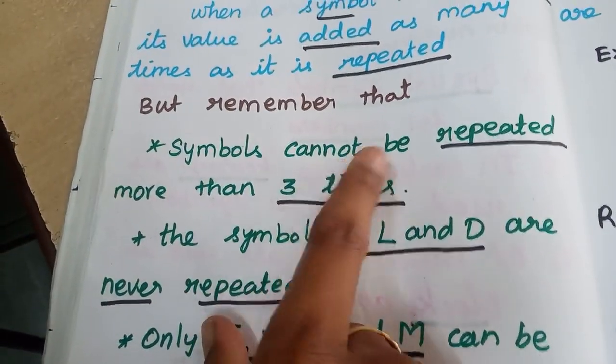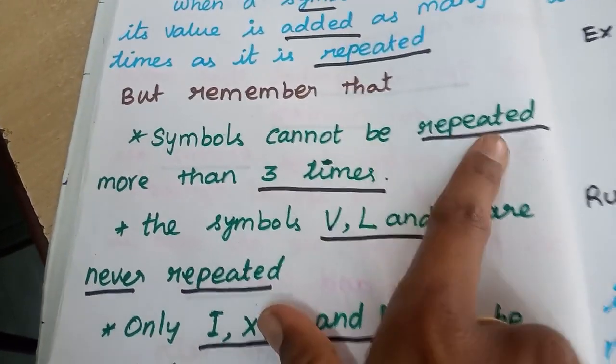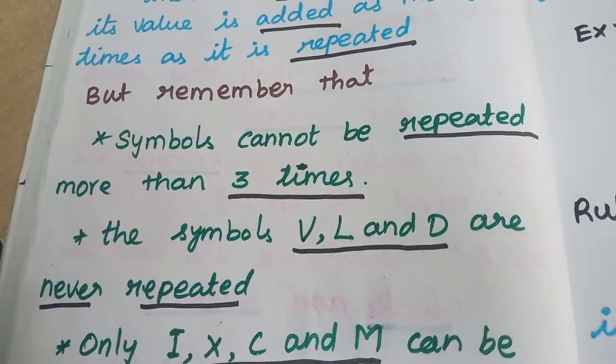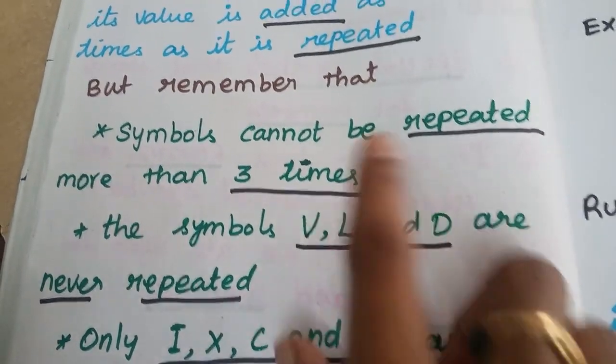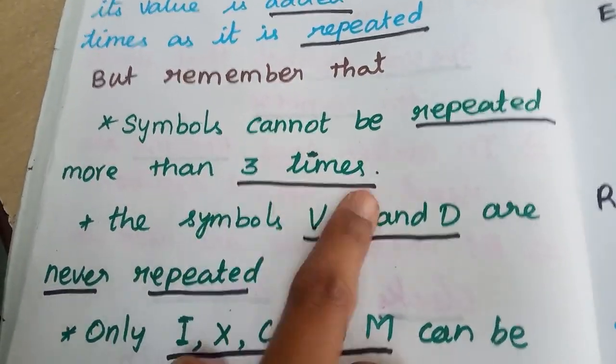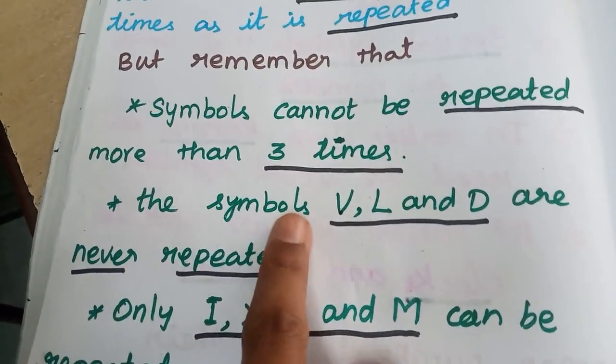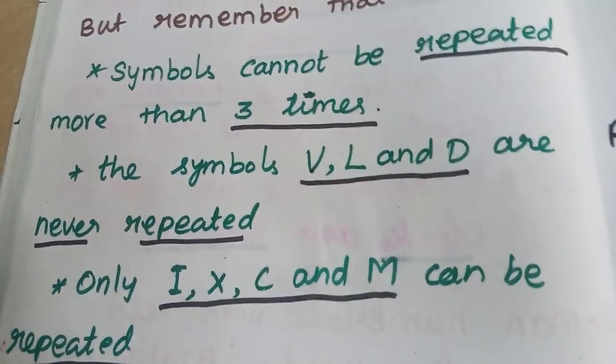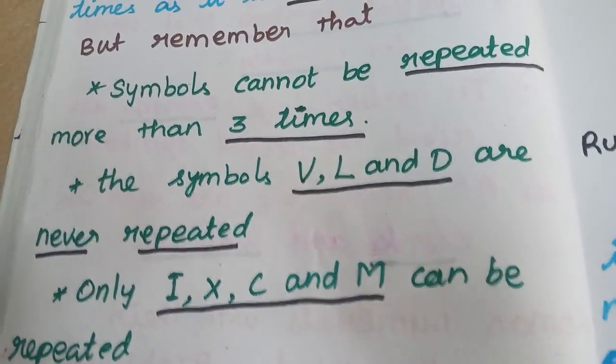Symbols cannot be repeated more than 3 times. Next one, the symbols V, L, D. These symbols are never repeated.